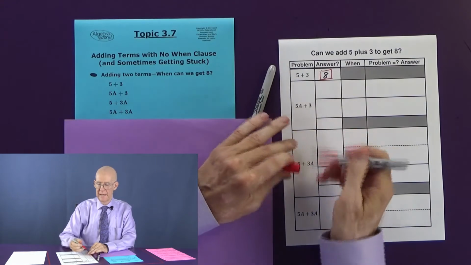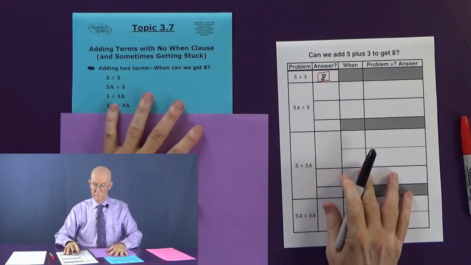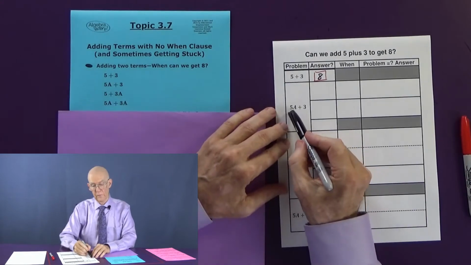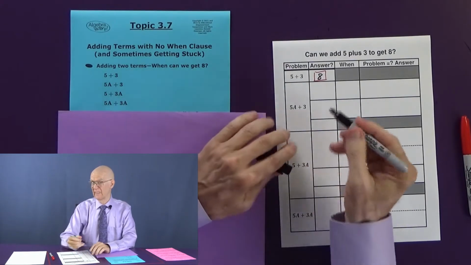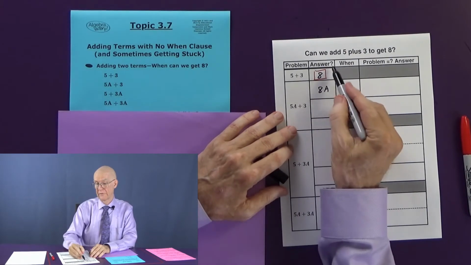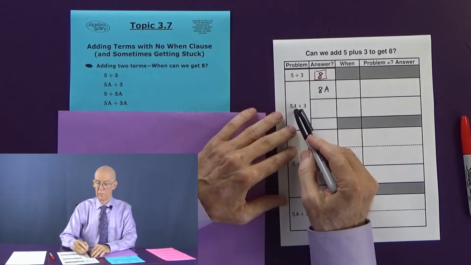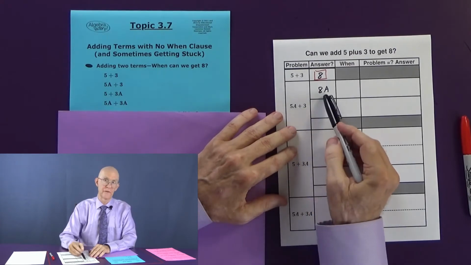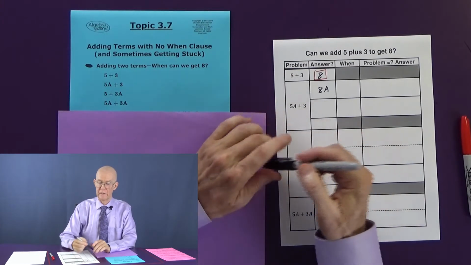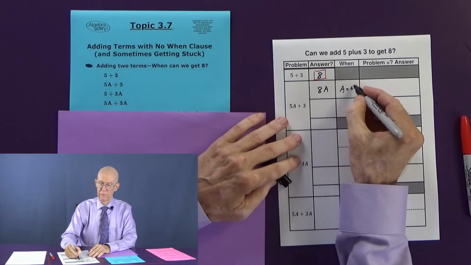How about the next one? Well, this has an a, and this one does not have an a. Well, we might wonder, is 5a plus 3 maybe 8a? Let's check that. So I'm putting that as an answer with a question mark here. We don't know. Let's see if it's the answer. Well, it has to work for every value of a. Let's try a value for a. Let's try this when a equals 4.